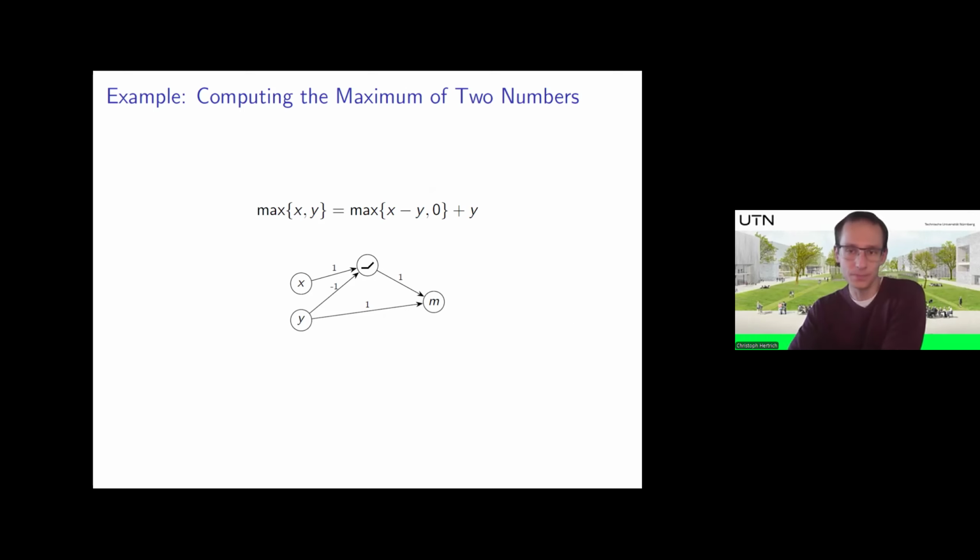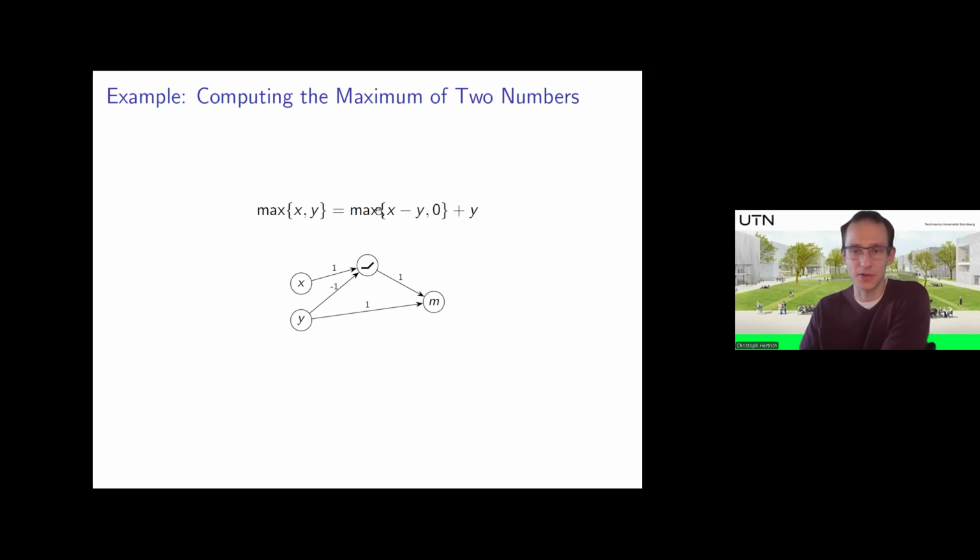What can you do? Well, we look at our expression, the maximum of x and y, and we just subtract y on both sides of the maximum and add it outside the maximum again. So we obtain the same value in the end.